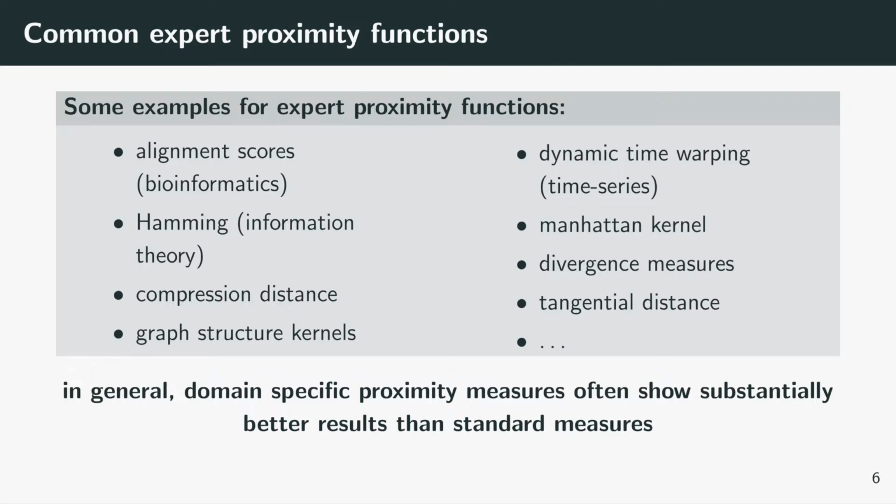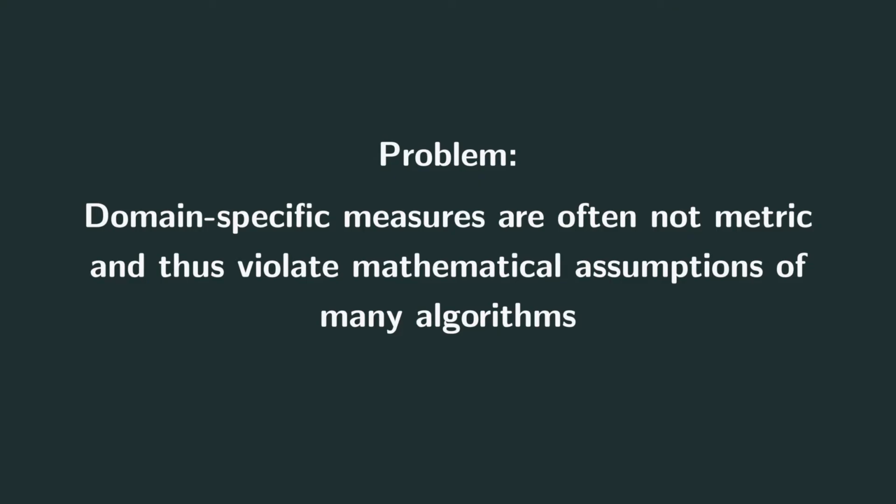So here I've shown some examples for those expert proximity functions. There are much more, but important, in general, domain-specific proximity measures often show substantially better results than standard measures like the Euclidean distance. The only problem? Domain-specific measures like this are often not metric and thus violate mathematical assumptions of many algorithms.